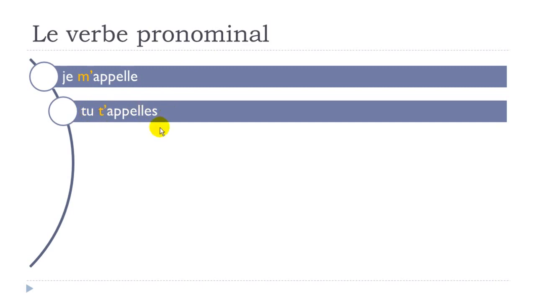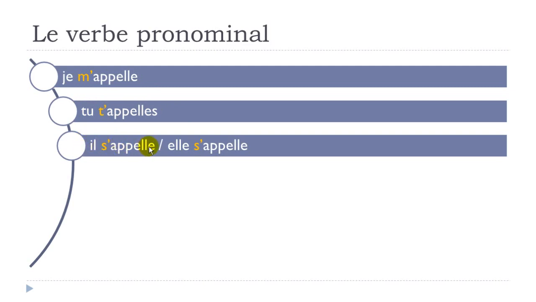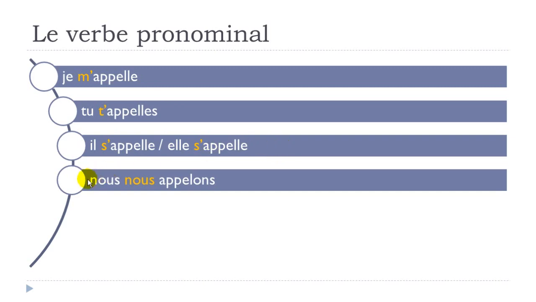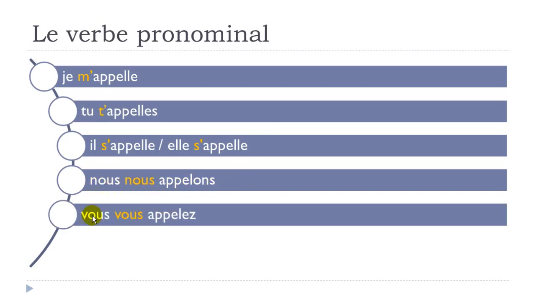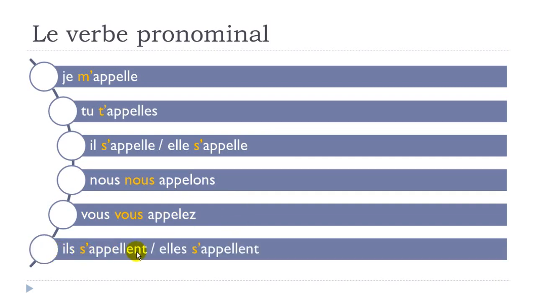Tu t'appelles. Il s'appelle. Elle s'appelle. Nous nous appelons. I will make the liaison: nous nous appelons. Vous vous appelez. Ils s'appellent. Elles s'appellent. If you look carefully here as well, you will have to add this m, t, s, and then nous, vous, s.